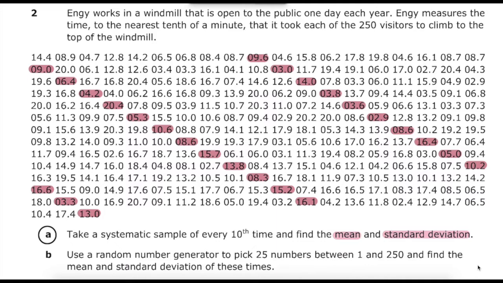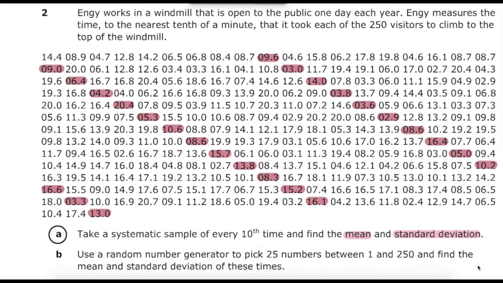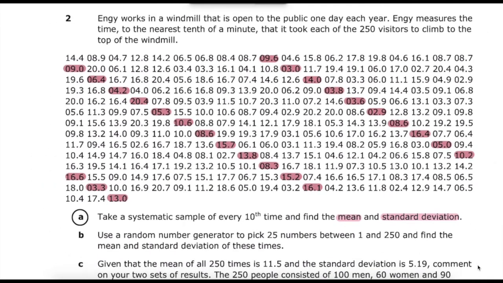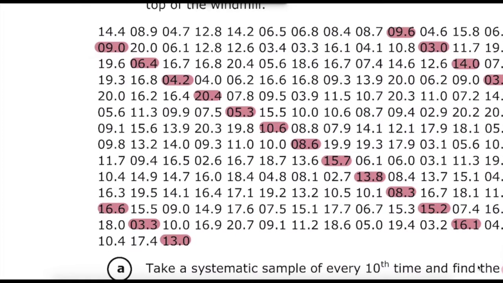Now, your values might be different than mine, and that's totally fine, based on where you start. So I started by counting 14.4 as the first value. But if you started counting 0.89 as the first value, then your numbers might be slightly different, and that is fine. So what we're going to do is we're going to use our calculator to find the mean and standard deviation. So on your calculator, I'm going to list on the side of this problem the buttons that you're going to use.